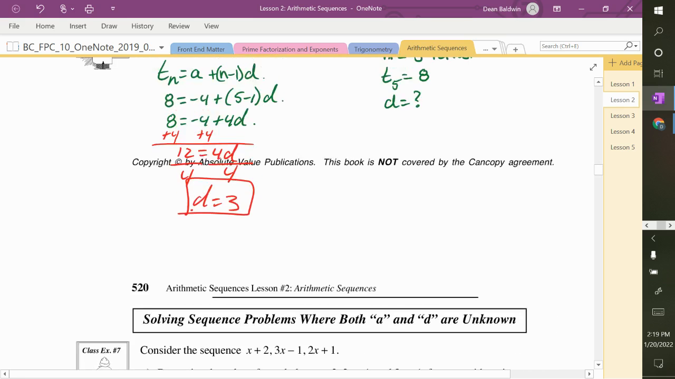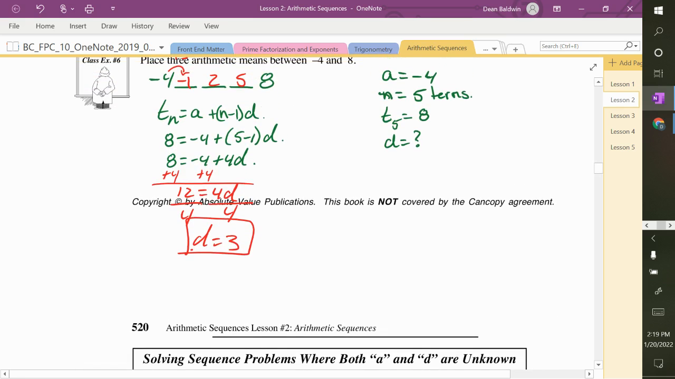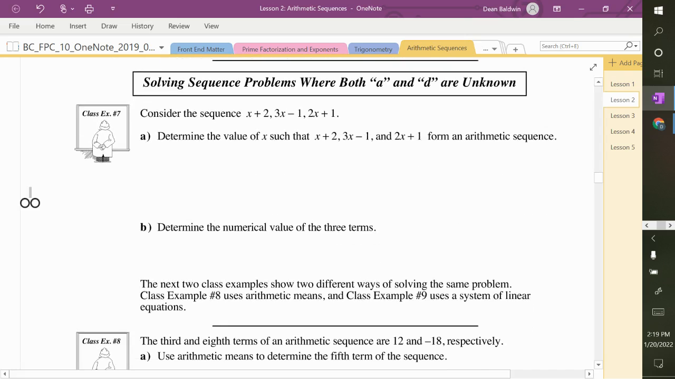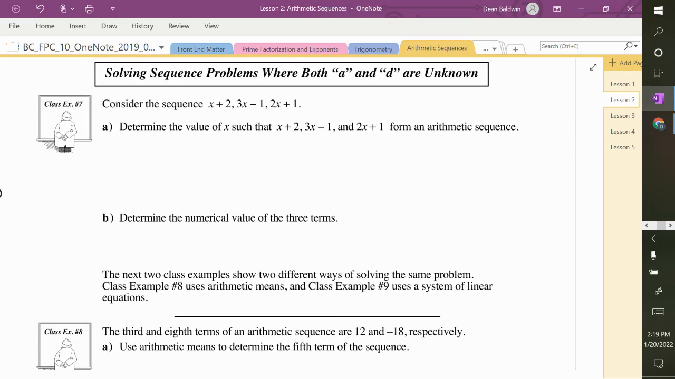All right. Any questions about that? Next page, please. All right. Here is our sequence. x plus 2, 3x minus 1, 2x plus 3. Figure out x. Okay. Now, hang on.